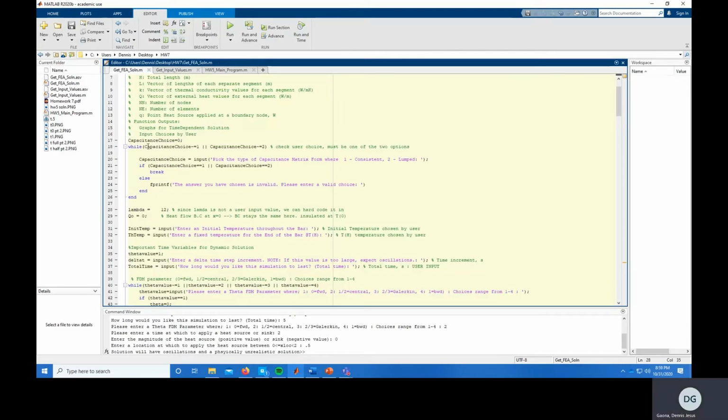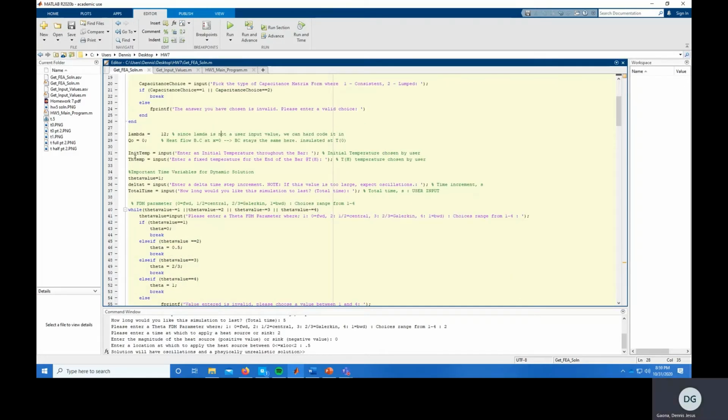Next up, we have to ask the user which type of capacitance formulation they'd like to have, either consistent or lumped. In order to make sure the user can only pick one or the other, one being consistent and two meaning lumped, we stick it in a while loop with a few if statements, making sure that the capacitance choice that they pick is either a 1 or a 2.